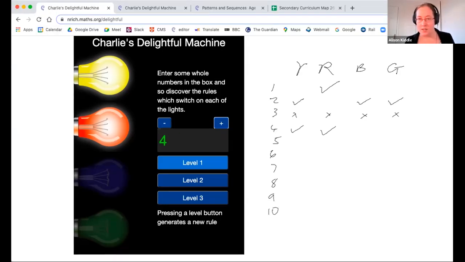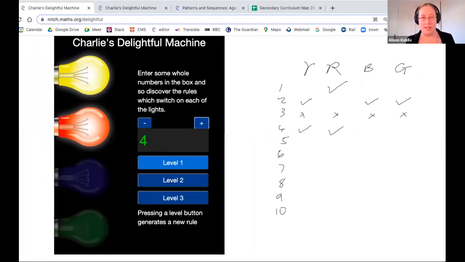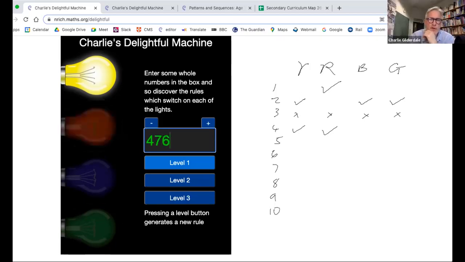So Nian's noticed that the evens are turning on yellow. So how could we test that conjecture? What number could we try as an example to see whether evens turn on yellow? I'm going to try 476. There we are. Oh, crikey. I think that's quite a nice thing to do.